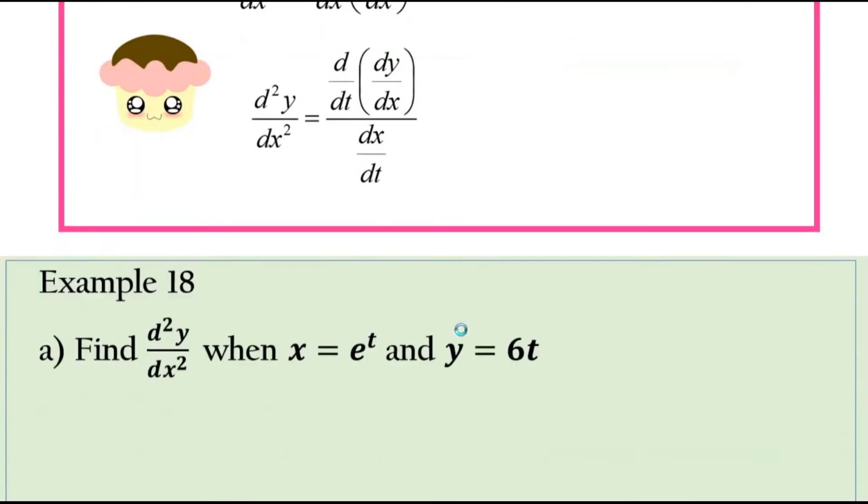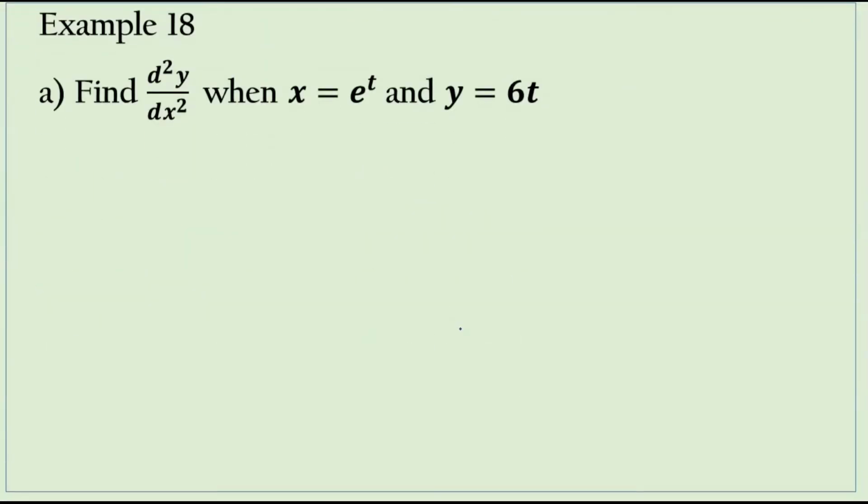Let's do some exercises to check our understanding. Example 18, part A: we have to find the second derivative when x is equal to e to the power of t and y is 6t. We don't have any other choice but to find the first derivative first. For our x equation, dx/dt is equal to e to the power of t. For dy/dt, we just differentiate 6t, so we get 6.